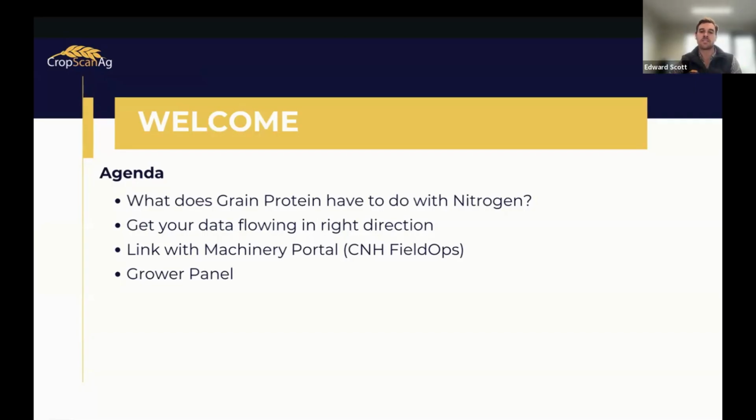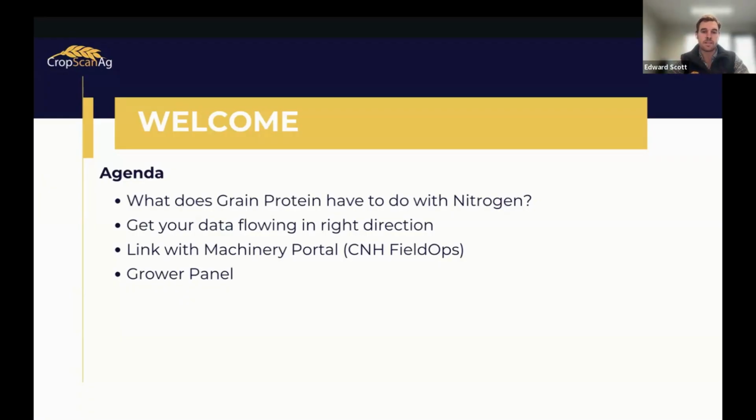Critically, we want to make sure we're getting your data to flow in the right direction, because as soon as we've got a good data flow, it makes all this data that you've got existing and anything new all come together in a usable form. Part of that is linking in with your machinery portal. All roads lead to Rome. We've got to be thinking about our machinery portals as our master digital farm, the center of the farm operation, coming from that digital farm.